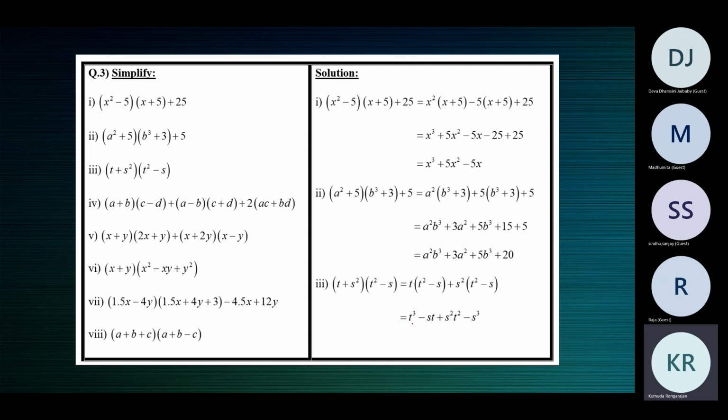So see, only Madhumita has sent. I had asked you guys to write, no? We can add or subtract only like terms. So Madhumita has sent. Ma'am, I too sent, ma'am. I've already sent it, ma'am.